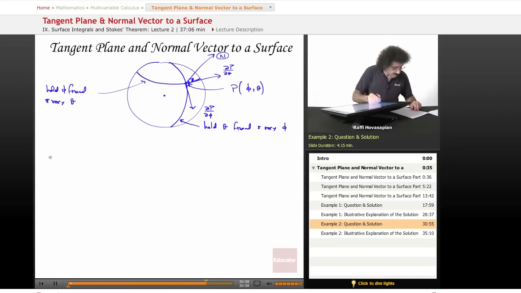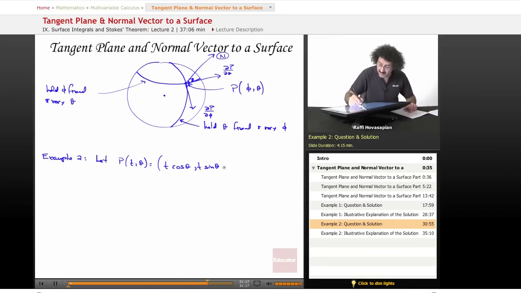Let's do another example just to sharpen up our skills here. So example number 2, we will let the parameterization of t and theta be equal to t cosine theta, t sine theta, and t squared. This happens to be the parameterization for a paraboloid. And of course, t is going to be greater than or equal to 0, and theta is going to run greater than 0 and less than 2 pi.